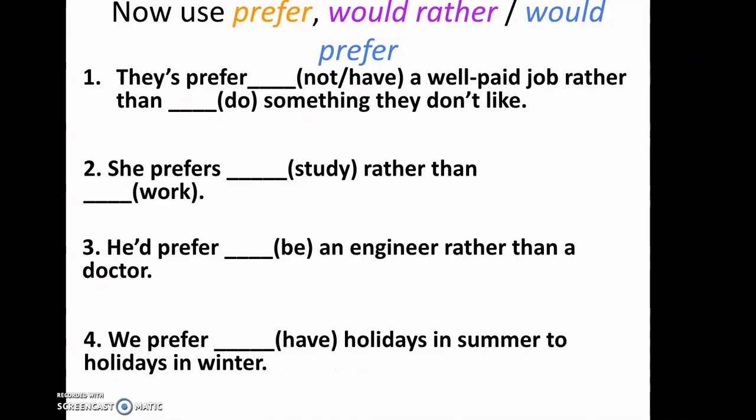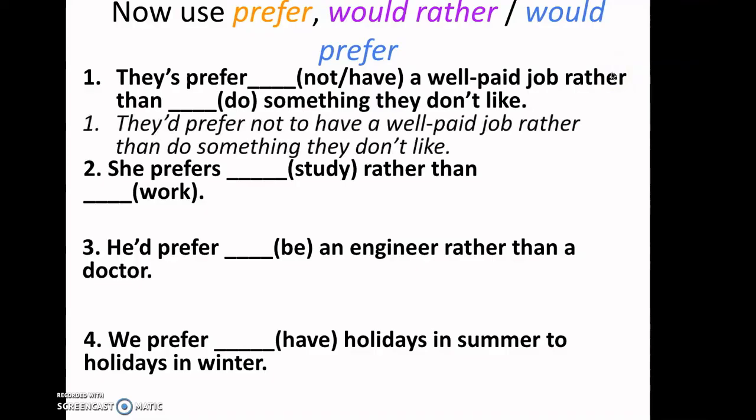Okay, and the last part. This is meant to be a D, okay? They would prefer not to have, okay? Don't get confused with not, because remember that would prefer is followed by to and infinitive. The only thing that is different is that we are placing not in front, okay? And then of course the second part is rather than do, the bare infinitive again.